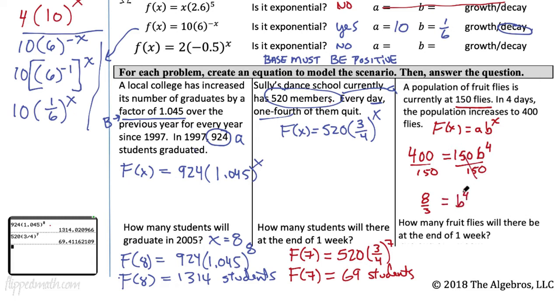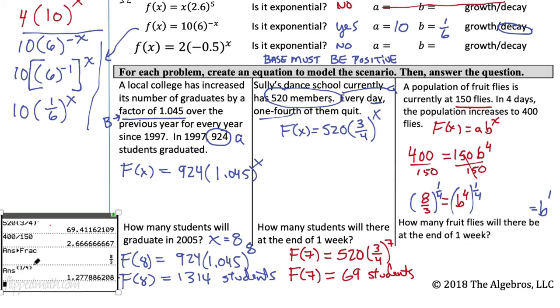So how do we solve that equation? You can do it either one of two ways. You can raise it to the fourth power or take a fourth root. I'm just going to raise it to the 1/4 power. So b to the fourth, to the 1/4 power, will get those exponents to equal 1 when we multiply. So b to the first is going to equal 8/3 to the 1/4 power. Got to work that out.